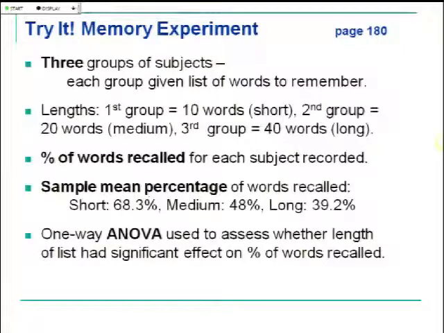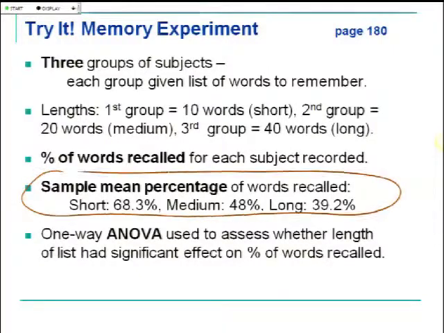I don't need to give you the data for all the subjects, but I am going to summarize their sample means for you. The average percent of words recalled for those subjects in the short group was 68%. The average percent for those that had the medium length list, not quite half, and it keeps going down, as you might expect. They could only recall about 39% of the words on average in the long list group. So those are the sample means, the X bar 1, the X bar 2, the X bar 3.